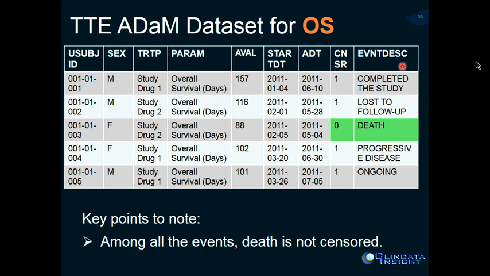And then an event description is also included for all the subjects. For example, subject 001 completed the study, 002 was lost to follow-up, 003 is death, 004 is progressive disease, and 005 is ongoing. As you notice, there is a censor variable which determines whether an event is going to be censored or not. Since this is overall survival, death is not censored, and all other events are going to be censored.